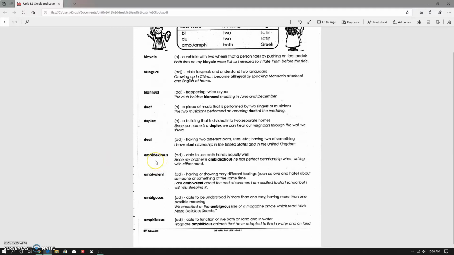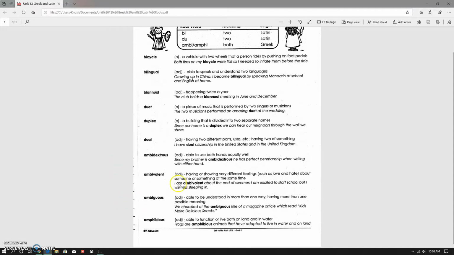All right, here's one. Ambidextrous. My grandfather was ambidextrous, actually, and he could write with both hands. I'm not ambidextrous, so if I try to write with my left hand, it looks like a preschooler wrote it. But my grandpa was ambidextrous, so if he wrote with his left hand or his right hand, it looked the same. You can write with both hands.